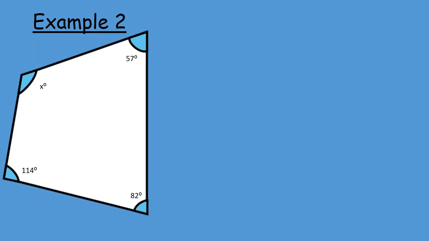So again, I'm going to just add all my known angles. So I've got 114 here, 82, and 57. So 4 plus 2 is 6, and 7 is 13. So I've got 3. I'm going to carry 1 over. 1 plus 1 is 2, plus 8 is 10, and 5 is 15. So we're going to put 5 and carry 1 again. 1 plus 1 is 2.